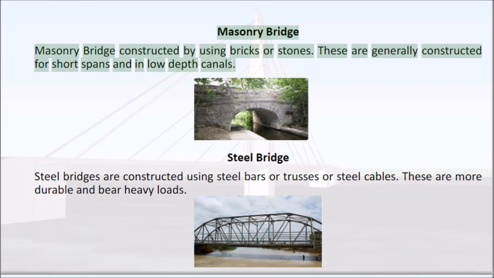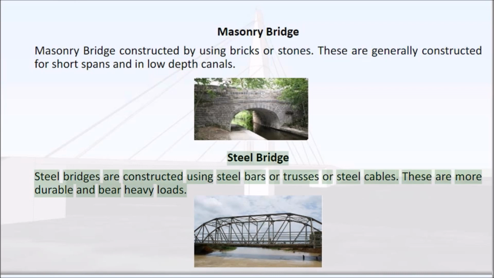Masonry bridge is constructed by using bricks or stones. These are generally constructed for short spans and in low-depth canals. Steel bridges are constructed using steel bars or trusses or steel cables. These are more durable and bear heavy loads.